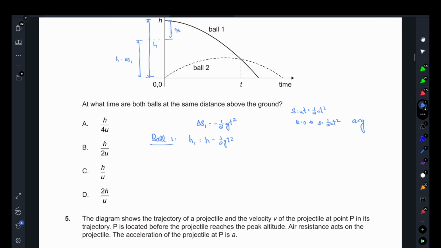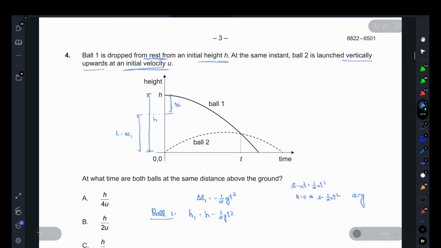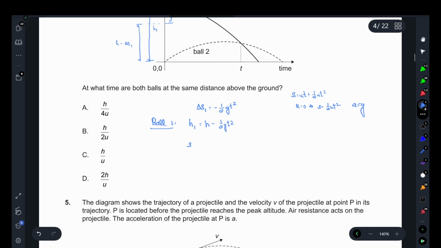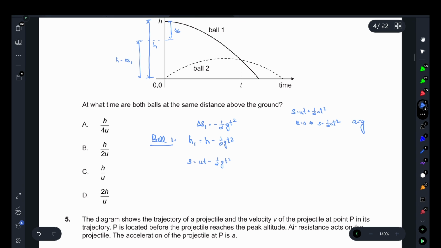Looking at ball 2, we can again apply the same S is equal to ut plus half at squared formula. Except this time we have initially upwards the velocity of u. So S is equal to ut minus half g t squared, because once again you have gravity acting downwards, causing the acceleration to be downwards. Since ball 2 started from the origin with h equal to 0, it only moves up, and h2, the height that ball 2 is at any given point, is ut minus half g t squared.